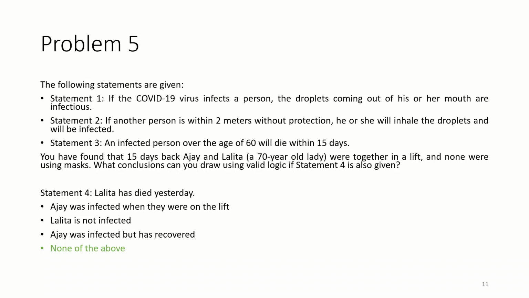Fine, sir, but the first answer, Ajay was infected when they were in the lift, can also be the right choice. If that is the case, then how are we going to have none of the above? But here days are not mentioned, no? In statement 3 it is said that an infected person over the age of 60 will die within 15 days. Here days are not mentioned, that she died after 15 days. Okay, okay, thank you, got it, sir.